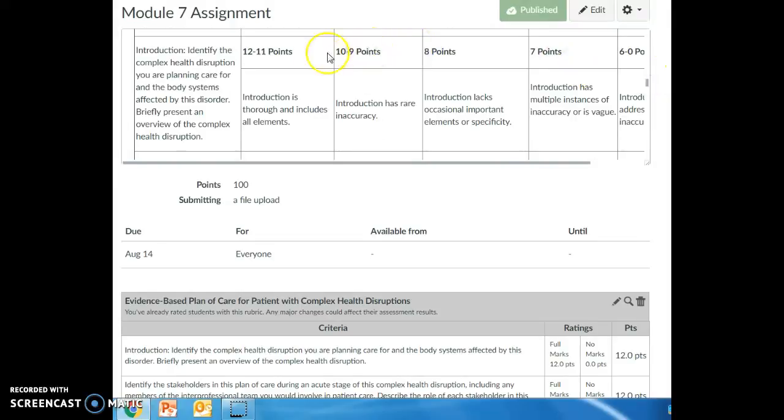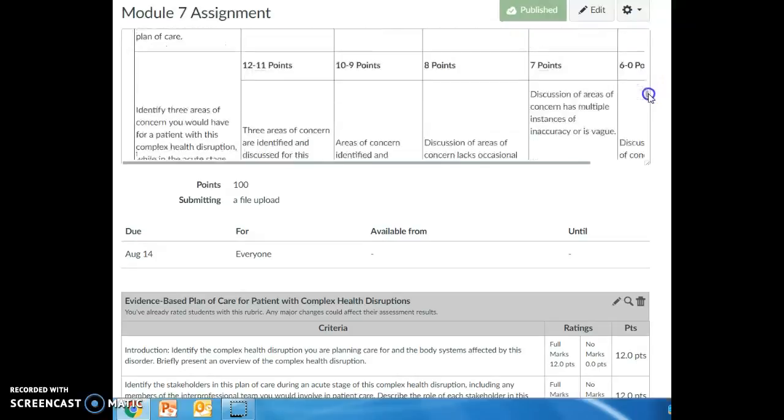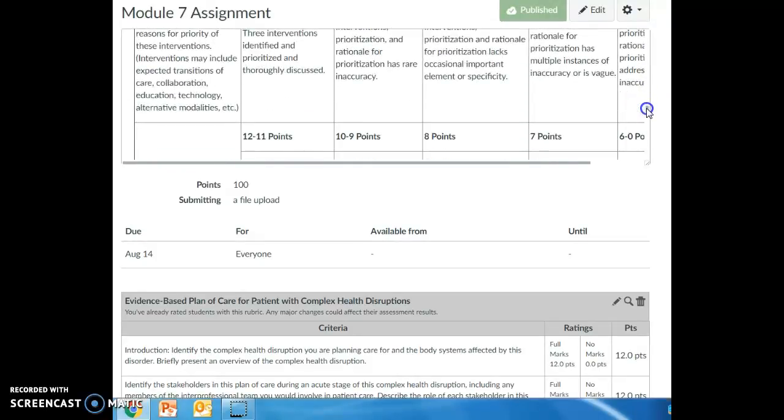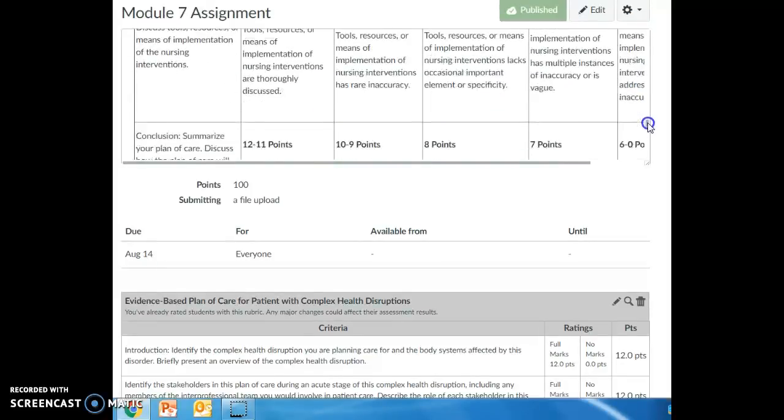I always suggest that when you're writing a paper, you print out your rubric. You can print out this rubric. You can print out the one below. However, this one has the criteria for each area. So you may want to print this out, and then you're covering each area and you haven't missed one of the criteria that's necessary for all the points of this paper.